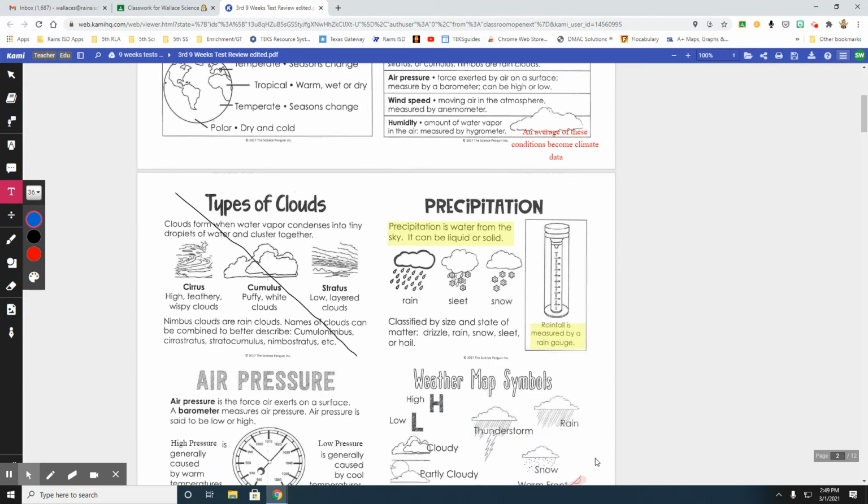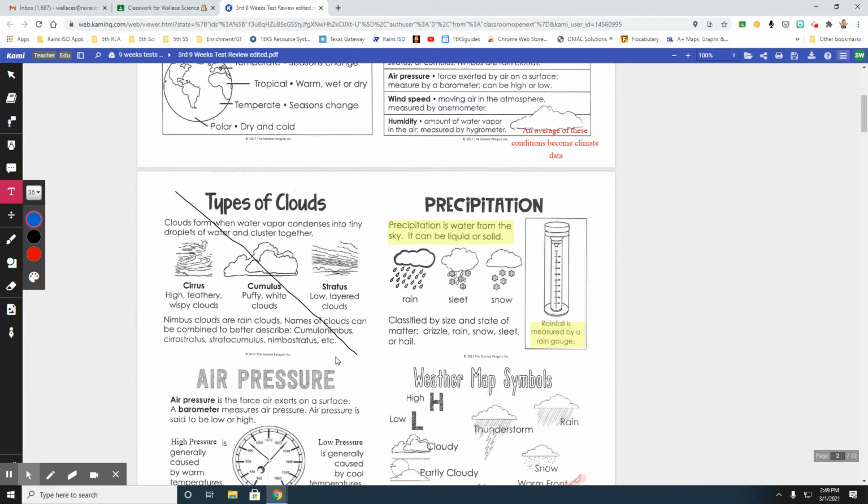Okay? Types of clouds, this is just some fun information. In fifth grade, we're not required to learn the different types of clouds, but for those of you that are interested, feel free to take a look at this slide.